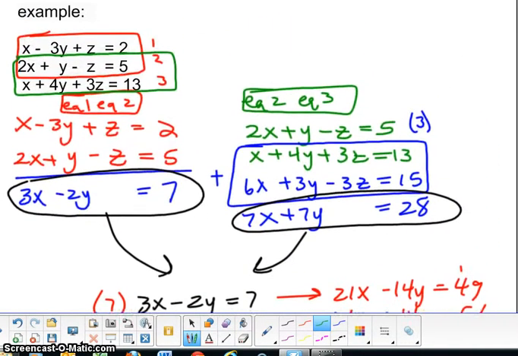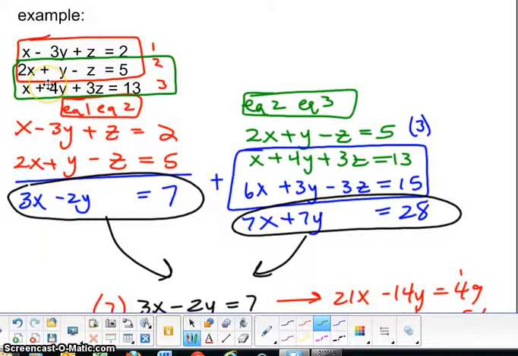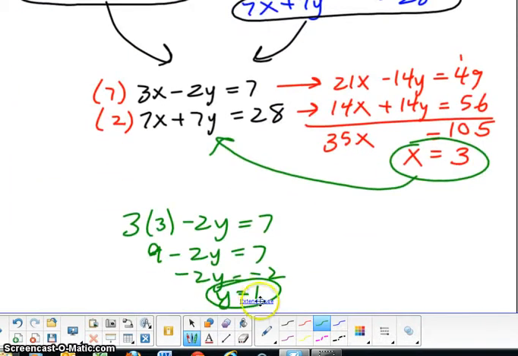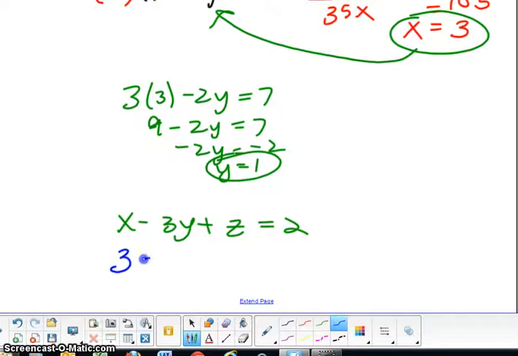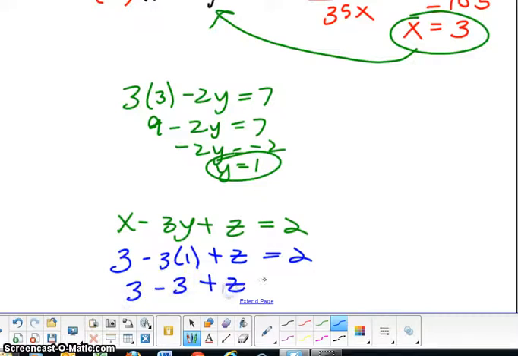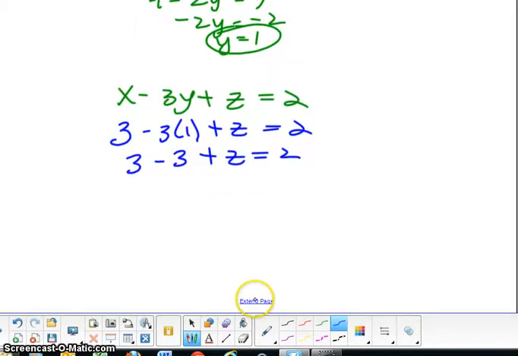So we have z left over, and we will have to take both x equals 3 and y equals 1 and go all the way to the top and pick one of the 2 equations up here. I'm going to choose the first one. Again, it does not matter. I'm going to put x minus 3y plus z equals 2, and I'm going to replace what I know. 3 minus 3 times 1 plus z equals 2. And we have 3 minus 3 plus z equals 2. That ends up canceling each other out, so z equals 2.